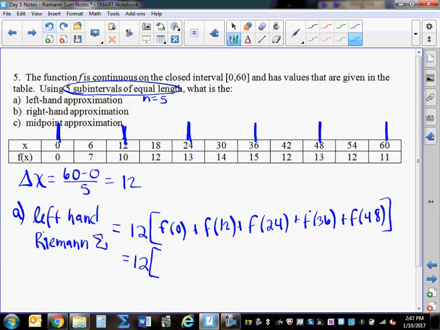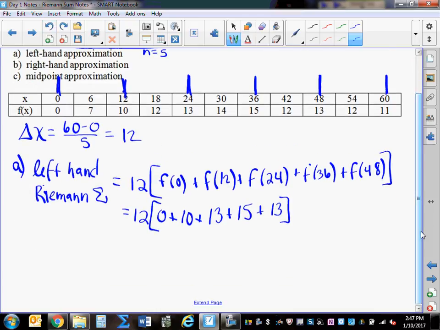So f of 0 is just 0. F of 12 is 10. F of 24 is 13. F of 36 is 15. F of 48 is 13. There we go. Alright, I want you to go ahead and try B and C. C makes you do a little bit more work.